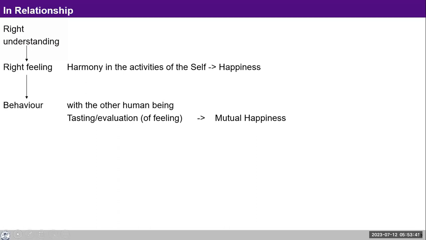So now we are involving all the lower activities of the self. And then in the expression outside, in the behavior, we are trying to see for mutual happiness. So there, the focus is on concern for the other, happiness for the other. I am already ensured with my feeling.